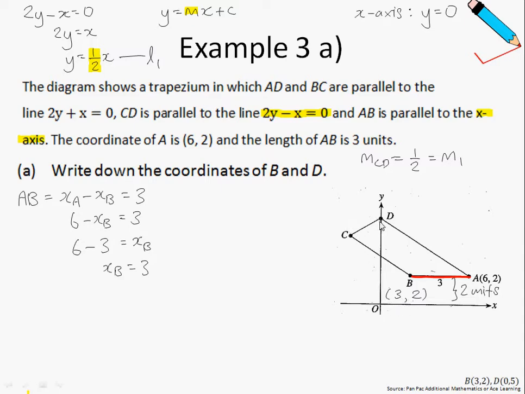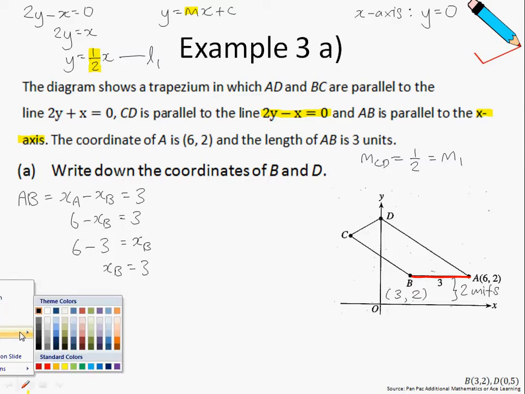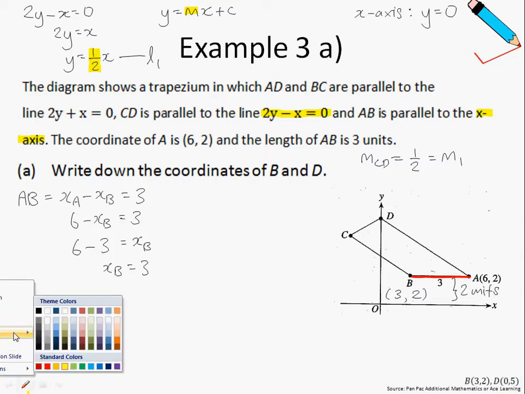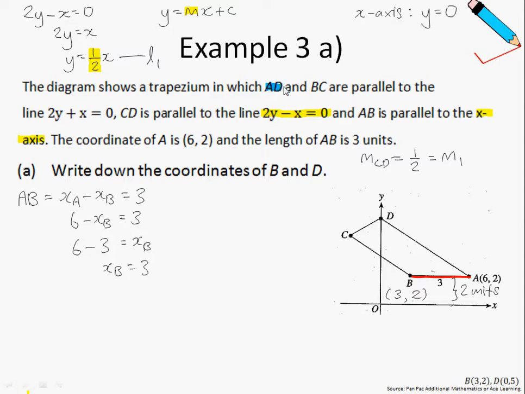Next, let us go ahead and find the coordinates of D. In order to do that, we must first find the gradient of line AD. Let me use a different color to indicate this. Let us also take note that it is stated that AD and BC are parallel to the line 2y plus x equals 0. So where exactly is line AD? Line AD is over here, as you can see with my blue pen, and these two lines are parallel.